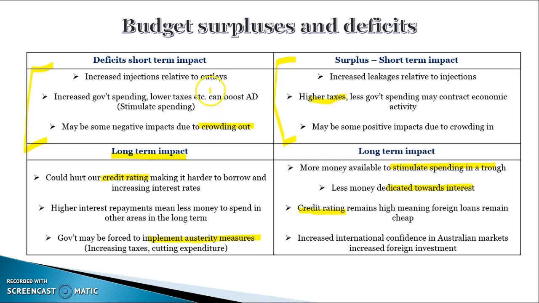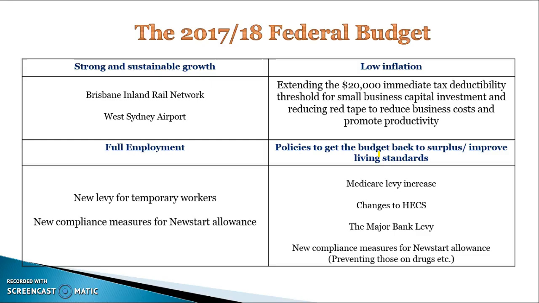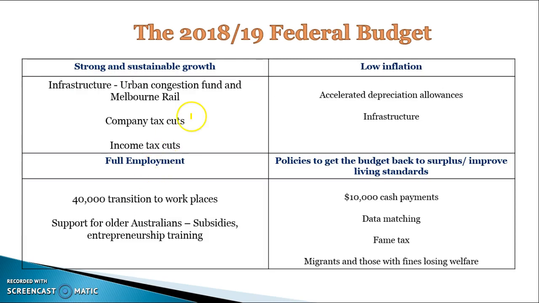So deficits are good for growth in the short term, surpluses generally bad, and then the flip side in the long term, where surpluses are a benefit for growth. Recent policy initiatives, you need to know some from the last two budgets. I'm not going to go into detail about them here, just a quick snapshot. I'll send you this in class about some of the key policies. And same with 18-19: infrastructure, the Urban Congestion Fund and the Melbourne Rail Network are the big ones.